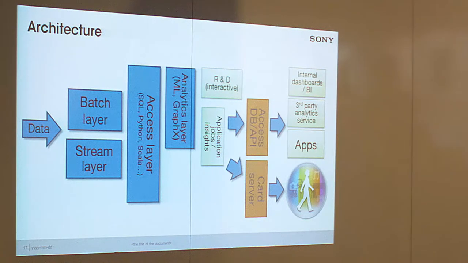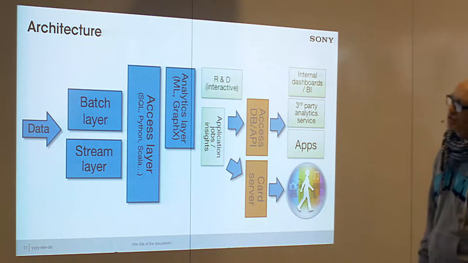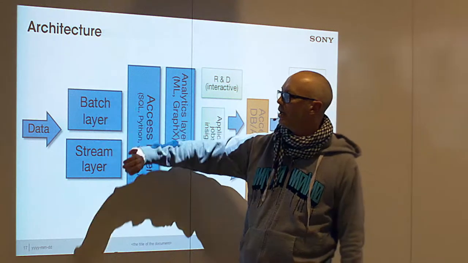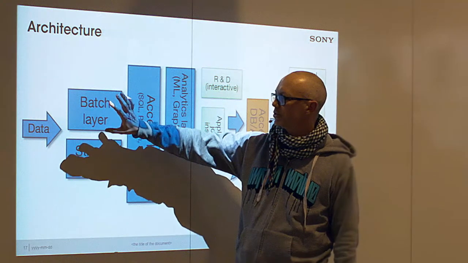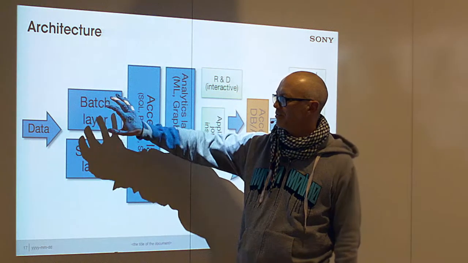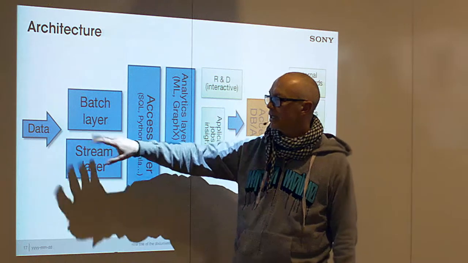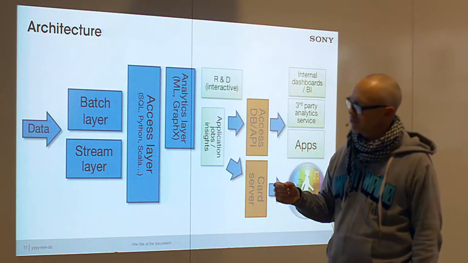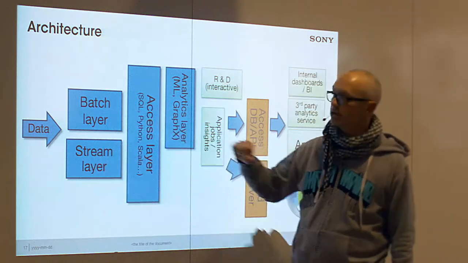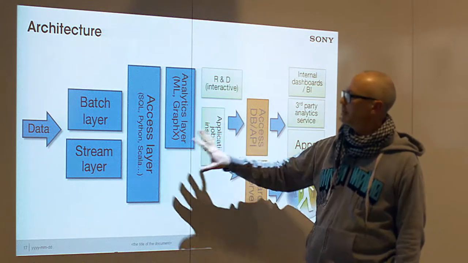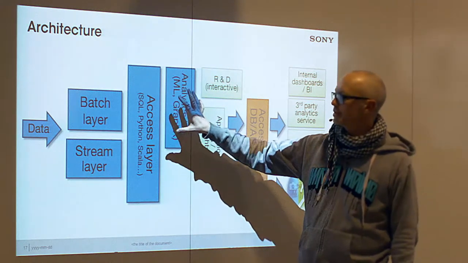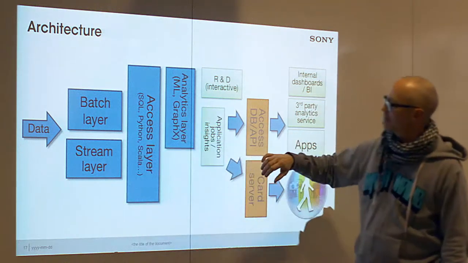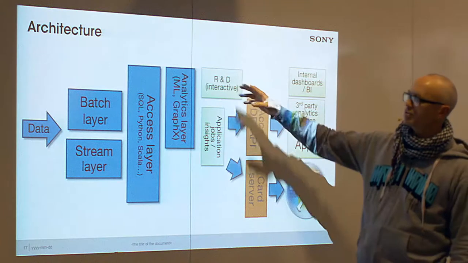So this is the kind of architecture that we are using. It's a very high level architecture, but we have a batch layer where we use all our data in batch processing. Then we have a stream layer where we can do stream processing of real time data where the latency from the batch layer is too long. Of course, we use the different libraries available in Spark to create application jobs.